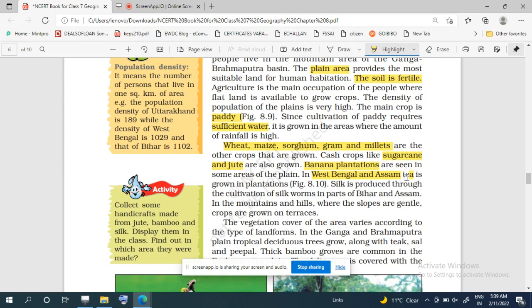These places are famous for their high quality of tea and tea plantation. Silk is also produced in some parts of Bihar and Assam, right? Silkworm cultivation is done, and in this way silk is produced.